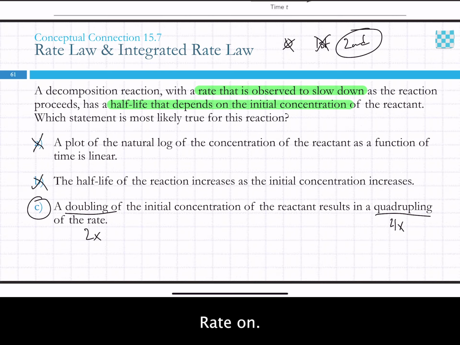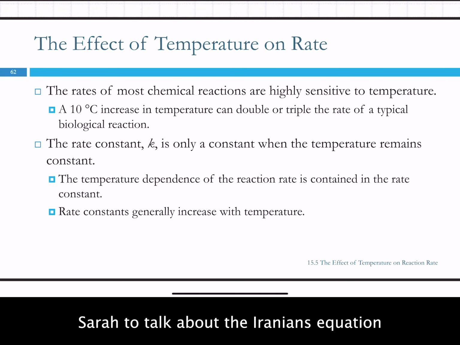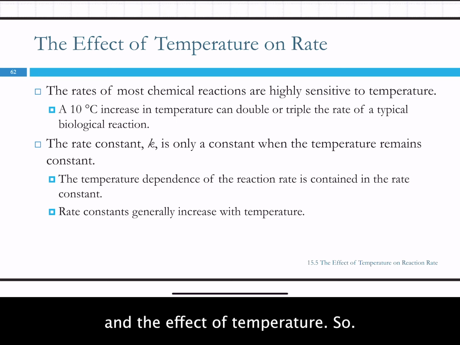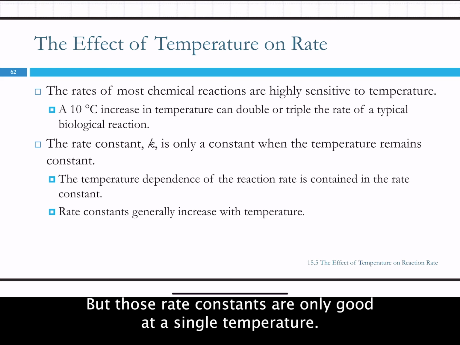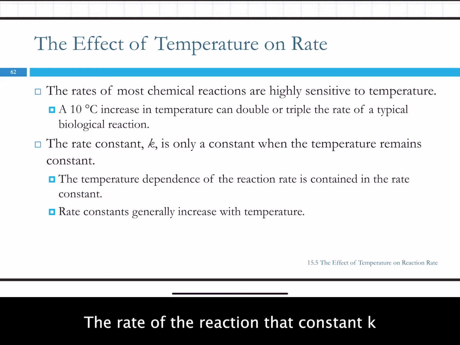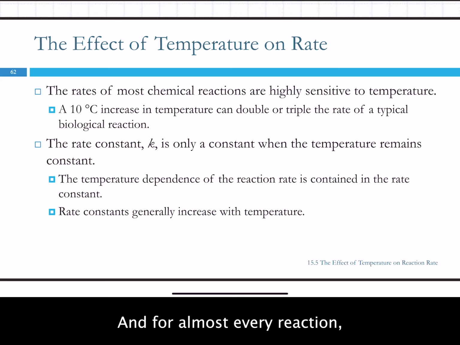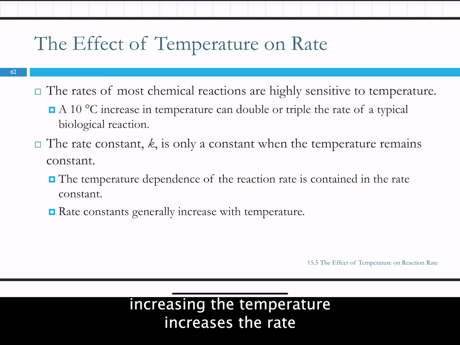Right on. The next thing that I just want to introduce is the Arrhenius equation and the effect of temperature. We've got these rate constants, but those rate constants are only good at a single temperature. The rate of the reaction, that constant K, actually depends on the temperature of the solution. And for almost every reaction, increasing the temperature increases the rate.